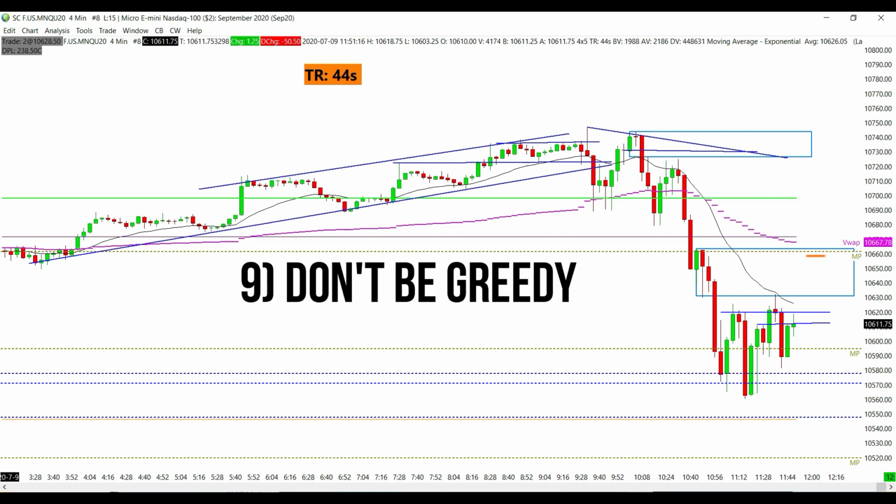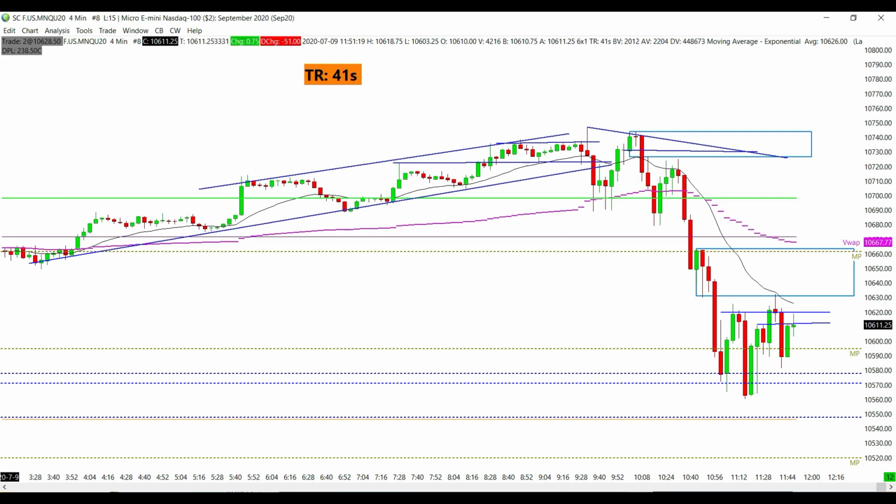Now, let's go to number 9. Don't be greedy, guys. Stop it. Stop trying to squeeze every pip out of every trade or every tick out of every trade, guys. Just follow your rules. If you need to get out, just get out, all right? Set your profit target, set your stop loss, and get out, all right? Stop being mad every single time when you get out, right? And the market just keeps going up or keeps going down.